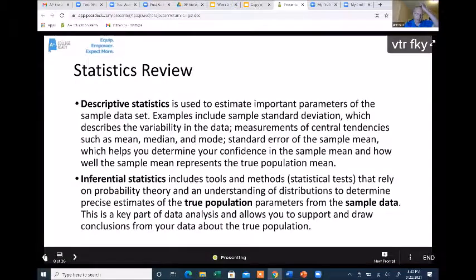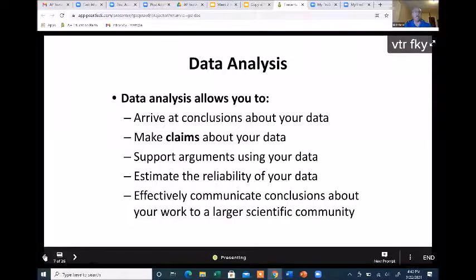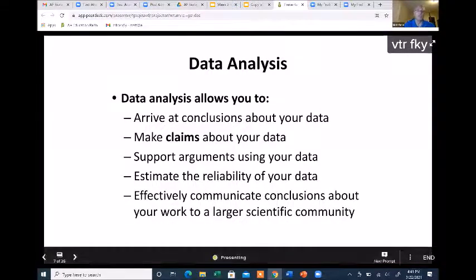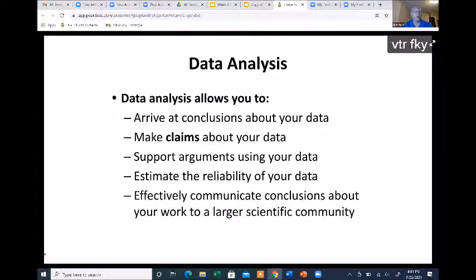All right, so for the rest of the day today, we're talking data analysis, which we've kind of already been talking about. But these are important things analyzing your data will do. They'll let you come to conclusions. You can make claims about your data. You can support arguments. You can look at the reliability of your data. And by analyzing your data, you can communicate those conclusions to other people.